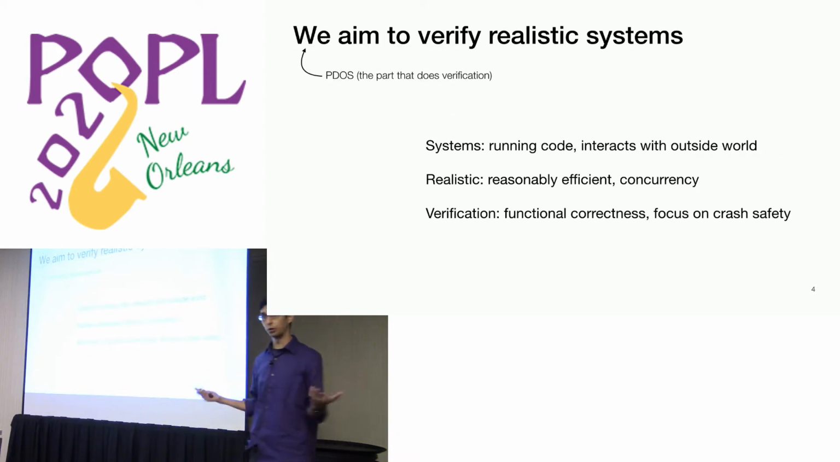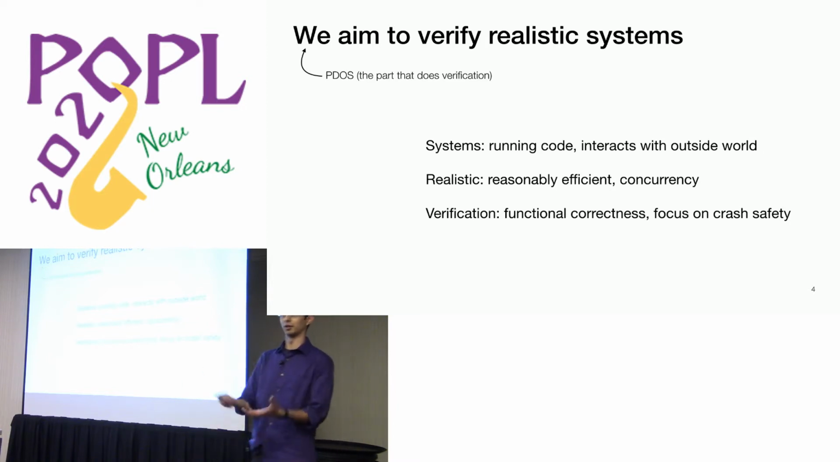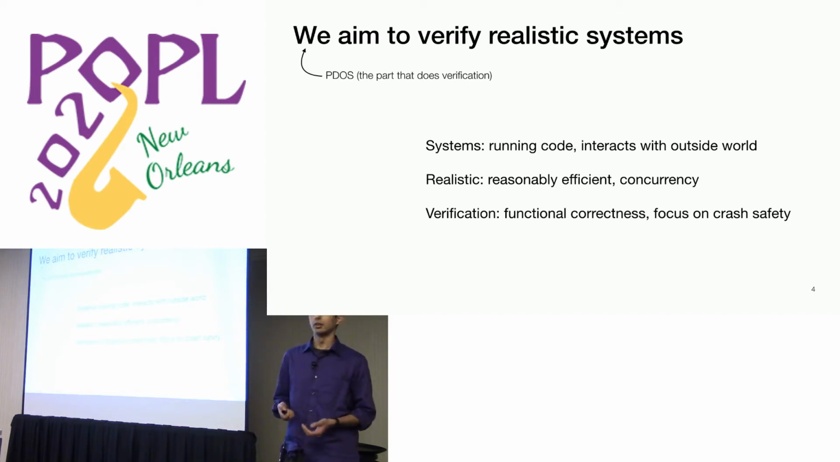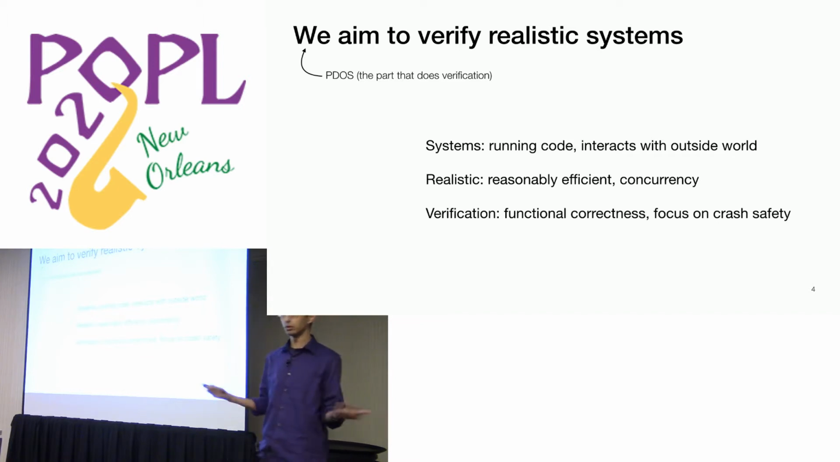My research group, PDOS, aims to verify realistic systems. When we say systems, we mean, first of all, it definitely needs to have running code, and it needs to interact with the outside world in some way. That means we talk to disks, we talk to networks, somehow it needs to produce a visible effect. We also want realistic systems to be reasonably efficient. That doesn't necessarily mean competitive with existing implementations, but reasonable.